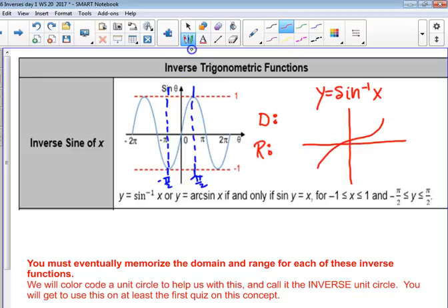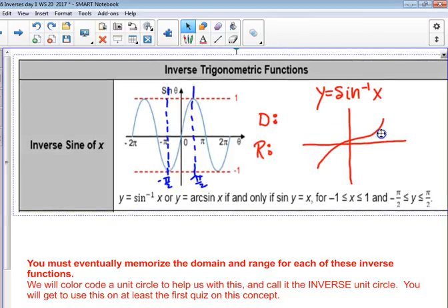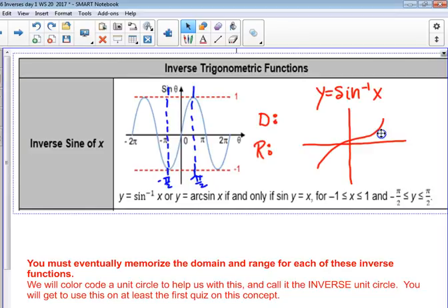Yep, that's supposed to be going through 0, 0. I didn't do a very good job. That's not what I meant to move. All right, that's a little bit better.